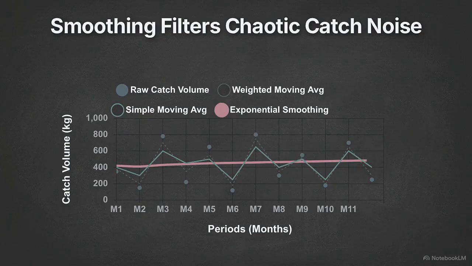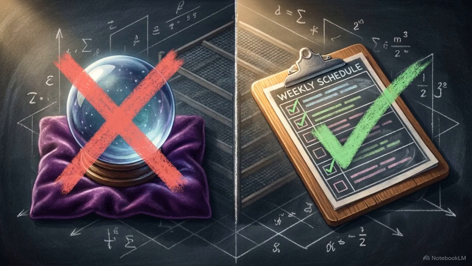The proof is the mean absolute percentage error. Exponential smoothing maintained a 144% error rate, far outperforming the simple moving average's 409%. In stochastic systems, a forecast is not a crystal ball. It acts as an operational baseline to align management expectations with feasible actions.